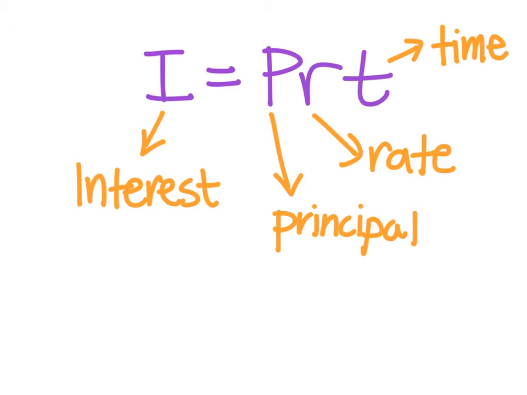We do the principal, which is basically the starting amount of money. You multiply it by the rate, which is your interest rate, and then the time. And time is usually in years. All right, so we're going to do a couple problems, and I want you to write these down as we do them together.